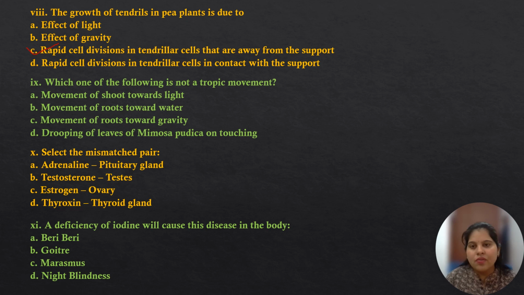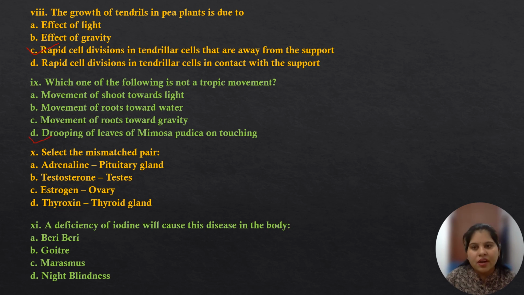Next question is, which one of the following is not a tropic movement? Tropic movements are movements toward stimuli, like light, water, gravity. So movement of shoot toward light, in this light is the stimulus. So this is a tropic movement. Movement of root toward water, yes, roots show positive hydrotropism. This is also a tropic movement. Movement of root toward gravity, yes, roots show positive geotropism. So this is also a tropic movement.